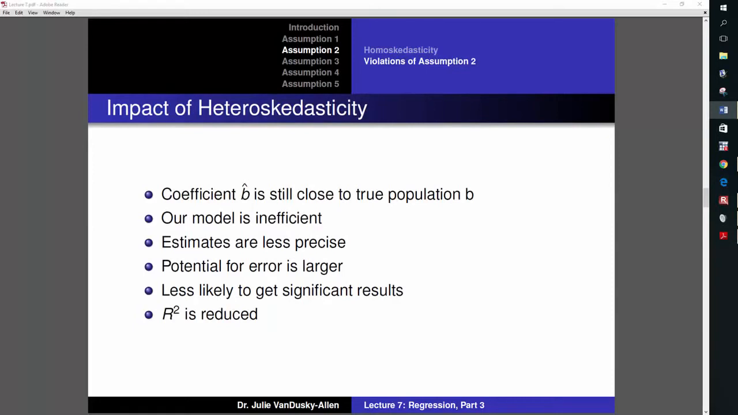Heteroskedasticity is a problem. We don't want it in our regression models. While our coefficients b hat should be close to predicting the true coefficient b between our independent and dependent variables, our model is inefficient. Our estimates are less precise, meaning our error is larger. And if our error is larger, we are less likely to get significant results and our R-squared is reduced. In your graduate methods courses, you will learn how to identify and deal with heteroskedasticity in your models.